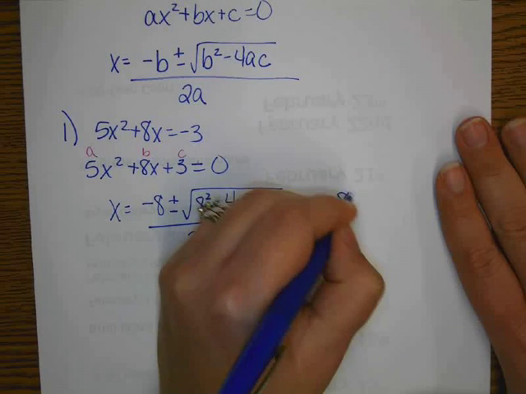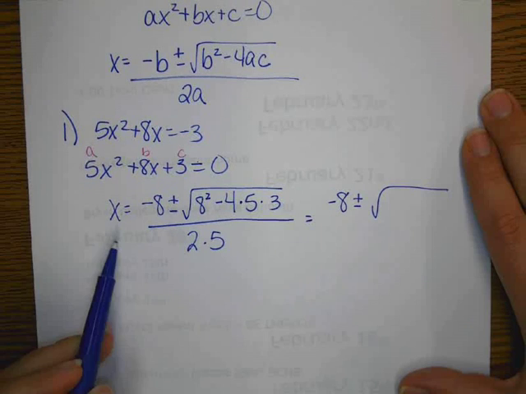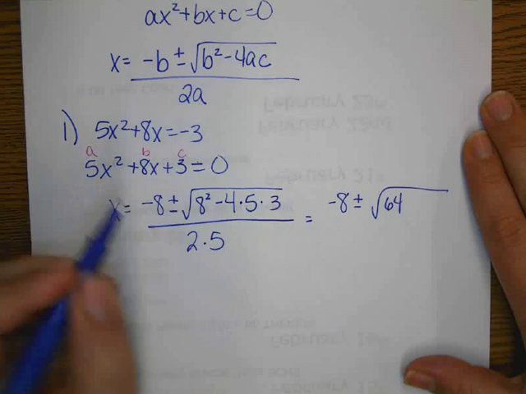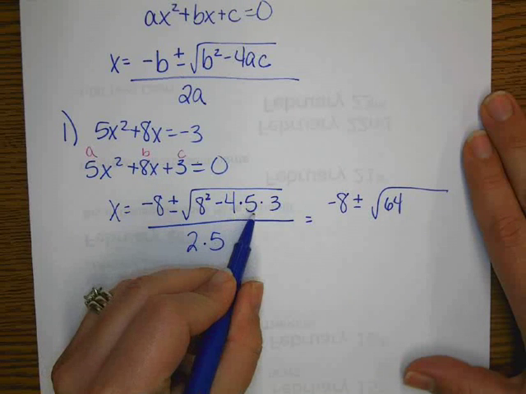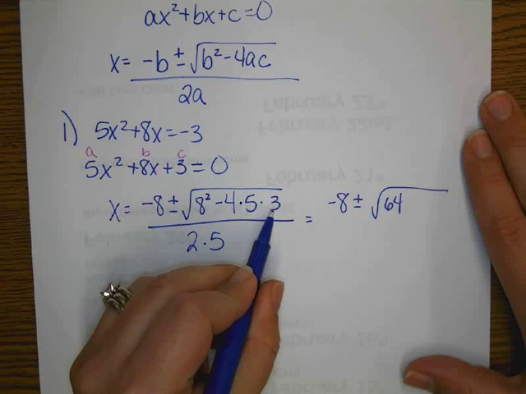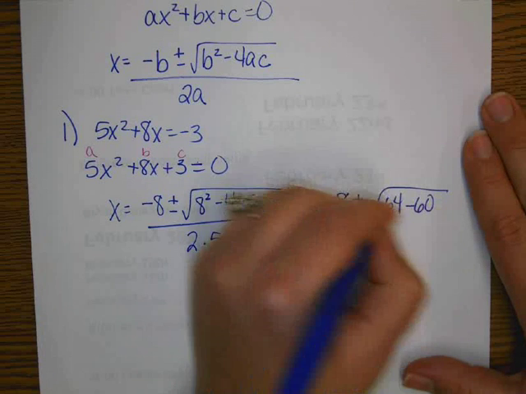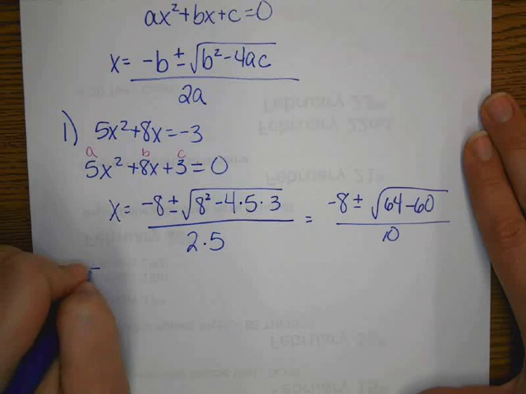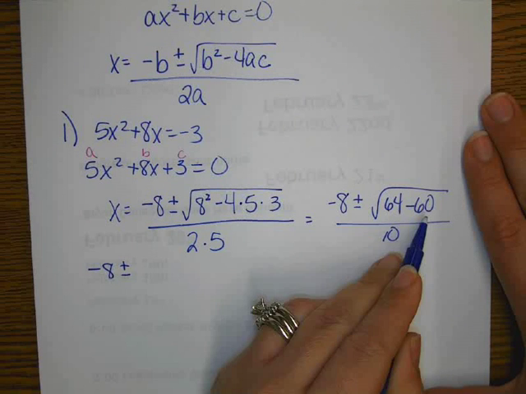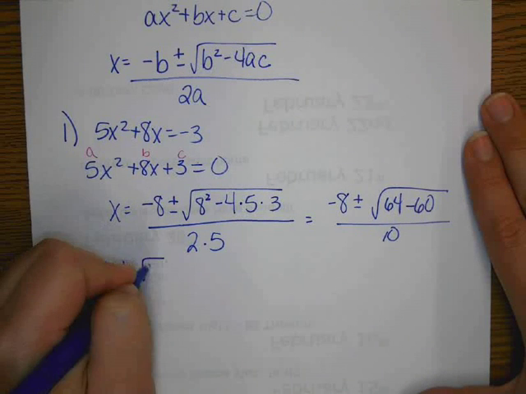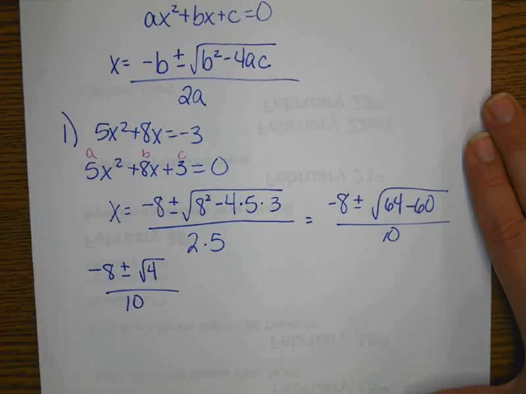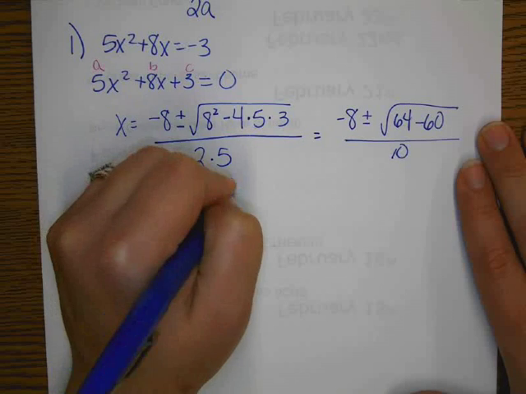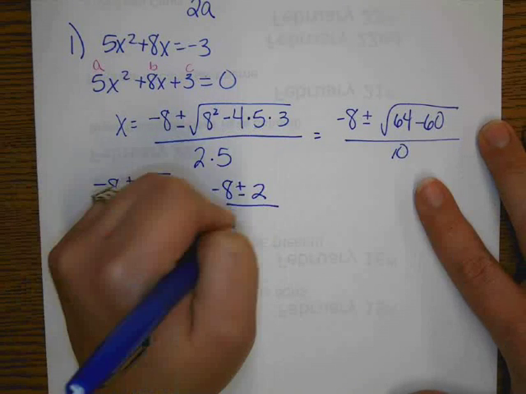So now I start simplifying. I know I have negative 8 plus or minus square root. 8 squared is 64. And I have 4 times 5 is 20. Times 3 is 60, so I have minus 60 all over 2 times 5 is 10. So 64 minus 60 is square root of 4 over 10. Everything else stays the same each time. Square root of 4, as we all know, is 2.